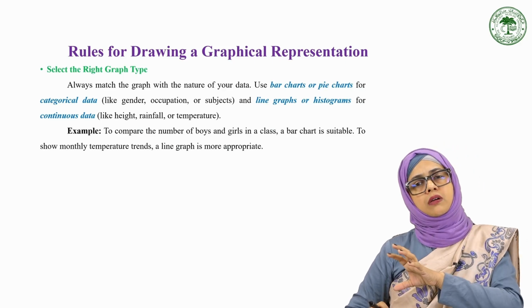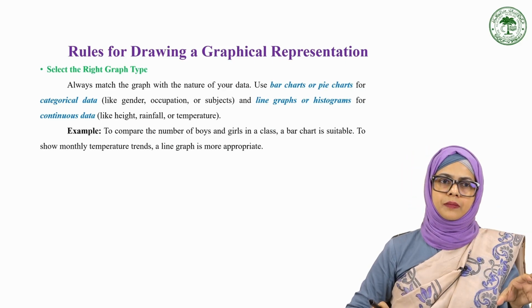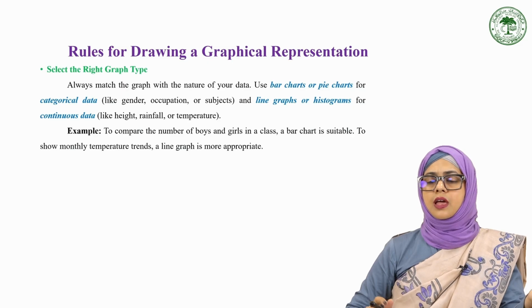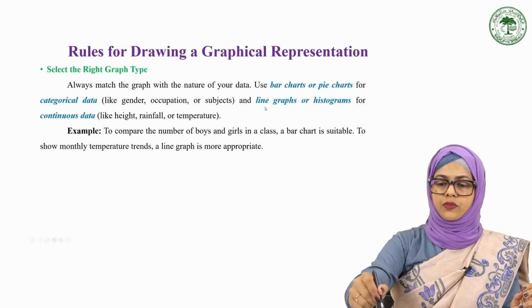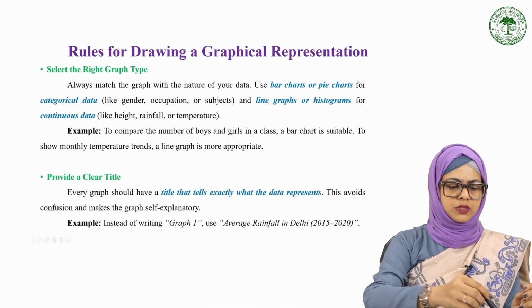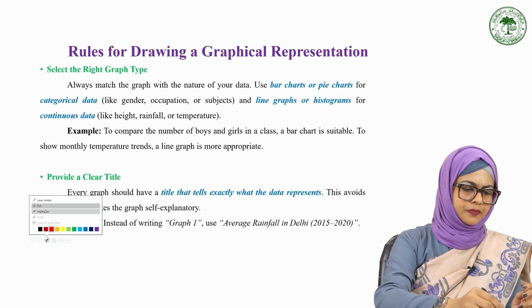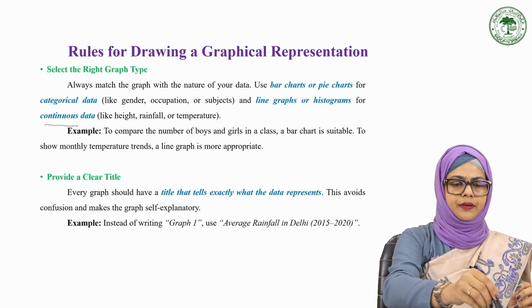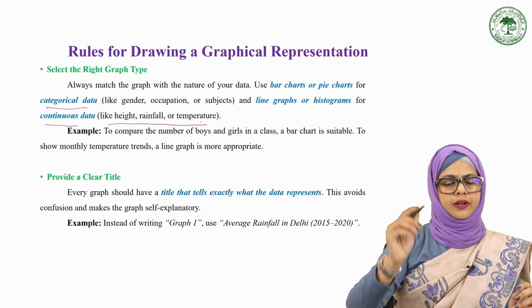So you use bar graph or pie chart for categorical data like gender, occupation, and subject. And if you're using line graphs or histograms, you're supposed to use continuous data, like height, rainfall, and temperature.